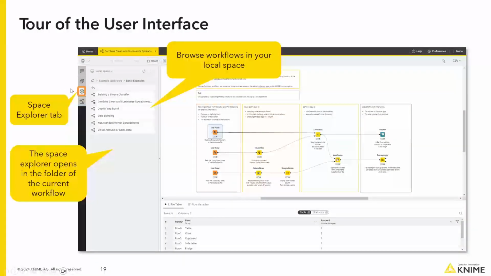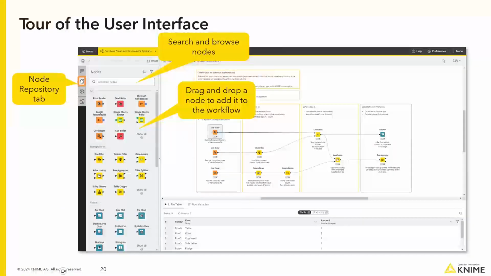Another tab here is called Space Explorer, and it allows you to navigate through your workspace and switch between different workflows, also navigate to the data files, and basically browse through your workspace. The next tab is called Node Repository, and this tab contains all the nodes that you can use to build your workflows, all the nodes that are already installed together with your KNIME Analytics Platform or from additional extensions. And from here, you can drag and drop them to your workflow and actually use them in your workflow.